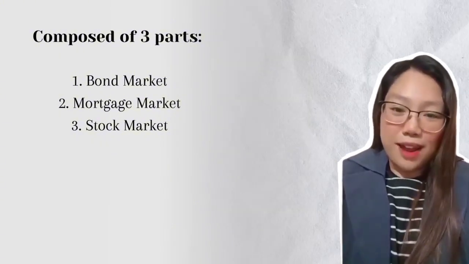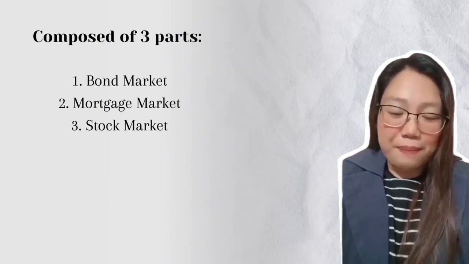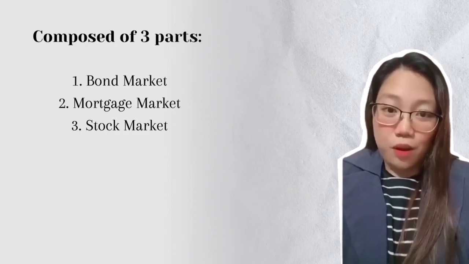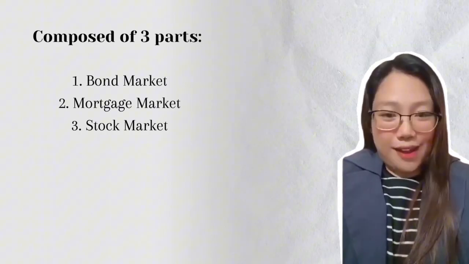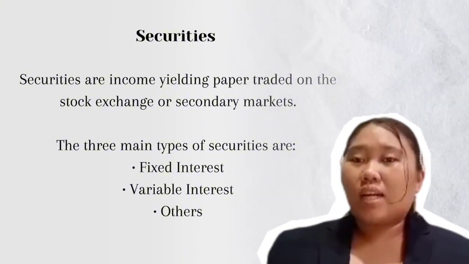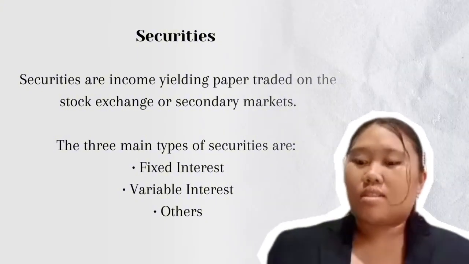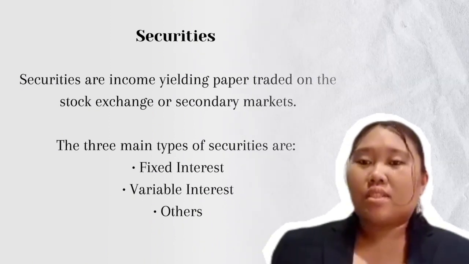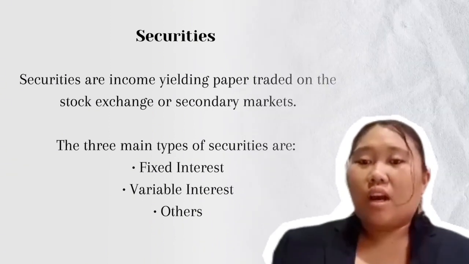The stock market is that portion of the capital market where the common and preferred stocks issued by corporations are traded. Securities are income-yielding paper traded on a stock exchange or secondary markets. The three main types of securities are fixed interest, variable interest, and others.